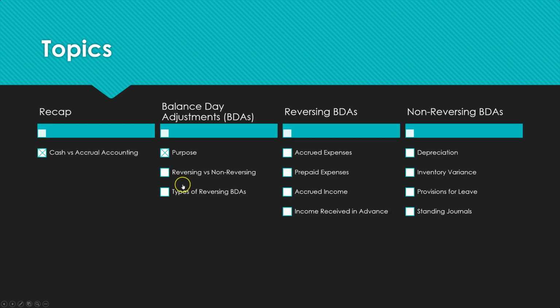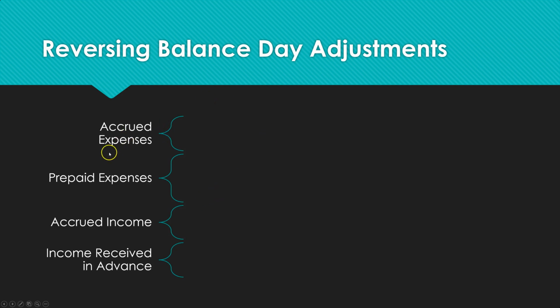Head back to that topic list. There are 4 types of reversing balance day adjustments, as you can see in this little preview over here. But let's go take a quick look at all of them before we jump into each one in detail. So here they are: accrued expenses, prepaid expenses, accrued income, and income received in advance.